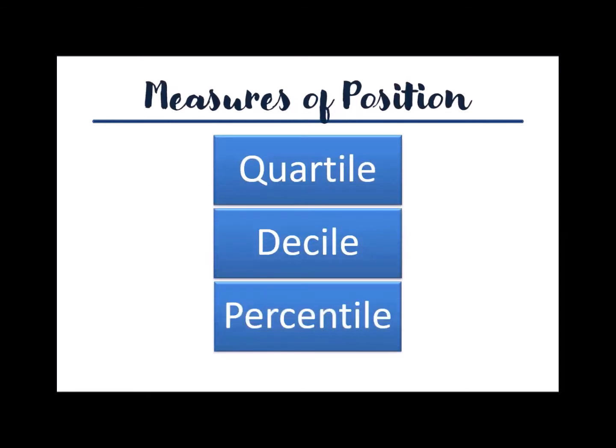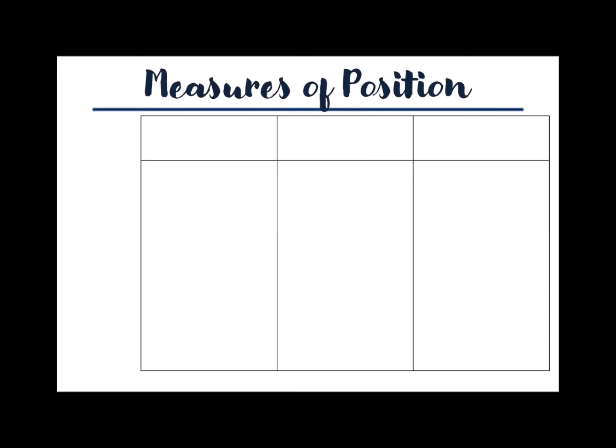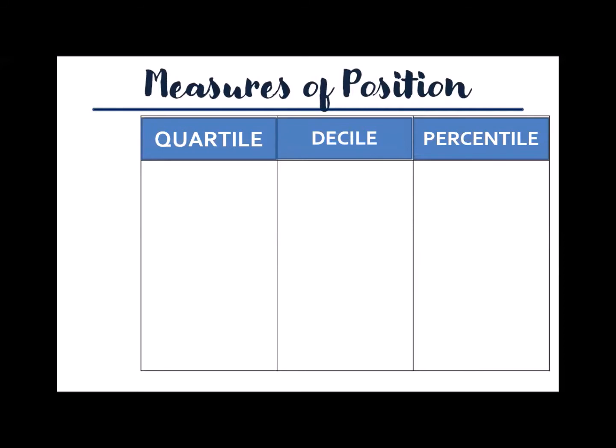Like what I said, we have three measures of position: quartile, decile, and percentile. So that it's easier for you to understand, let's use tabular data. Para makita natin agad ang qualities ng quartile, decile, at percentile, at madali nating ma-distinguish ang unique qualities ng bawat isa. First, the equal parts. The number of equal parts in quartile is 4, kaya ang keyword ay quart, apat. Then decile, deci, decimal by tenths, kaya the equal parts ay 10. And then percentile, ang keyword ay percent, automatically that is 100.